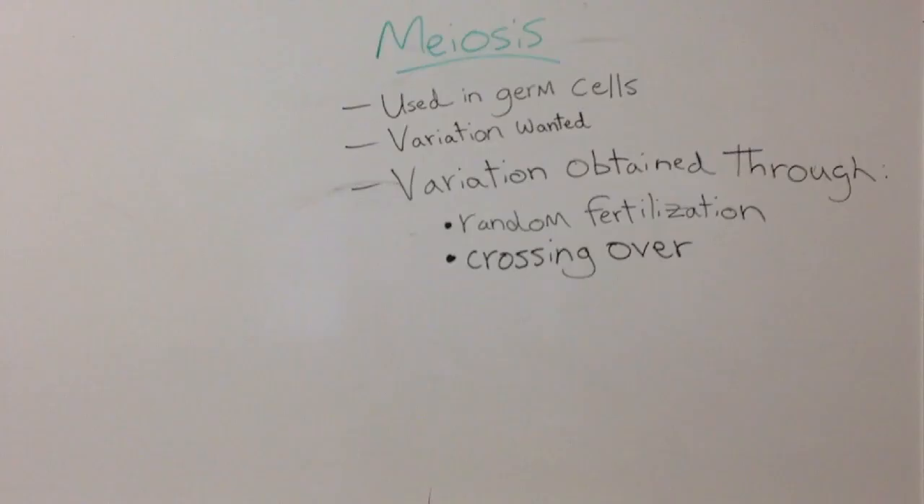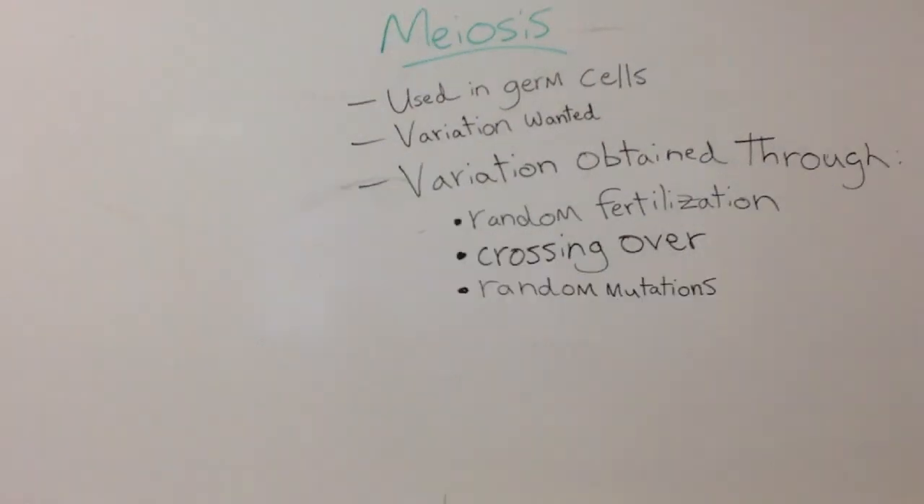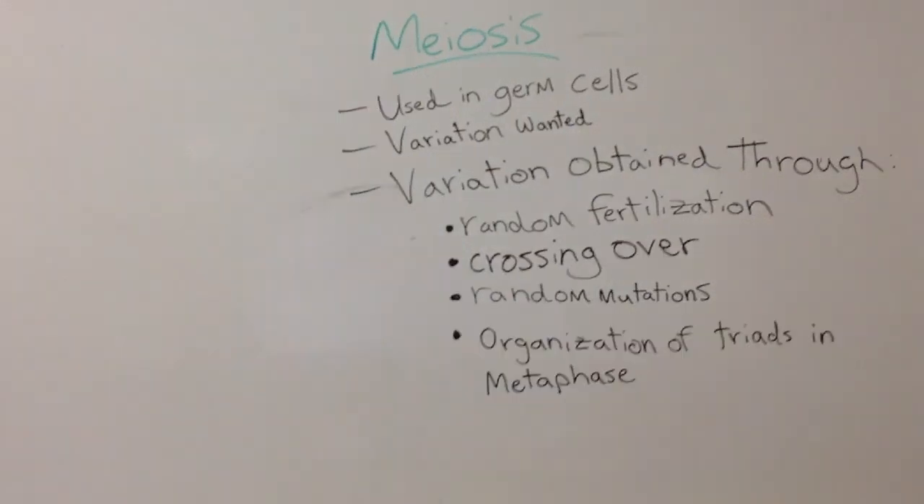Homologous pairs in prophase have exchanged tips or crossed over parts of the chromatid in exchange for parts of the chromatid in the other homologous pair. This ensures mixing of the DNA and more variation.